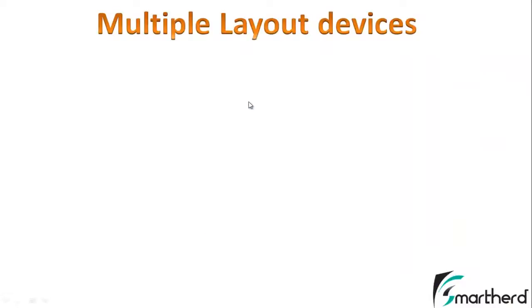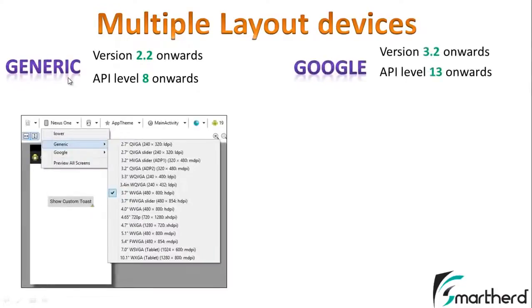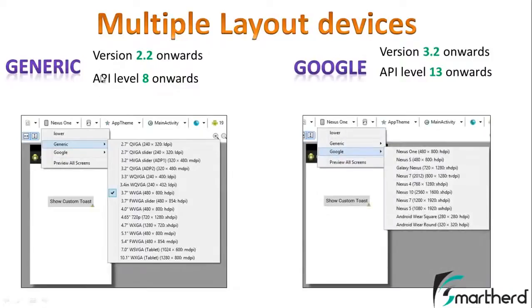Now, how to make layouts for multiple devices. Your Eclipse IDE says there are two types of devices, generic devices and Google devices. Now generic devices have version 2.2 onwards, and it comprises all the devices starting from version 2.2 Froyo ending at the latest one, and it starts from API level 8 onwards. But the right hand side devices, which you can see here, mostly have API level 13 onwards and version 3.2 onwards. So we will see how to create layouts and where to store layouts so that your application will be compatible with generic phones also and Google phones also.